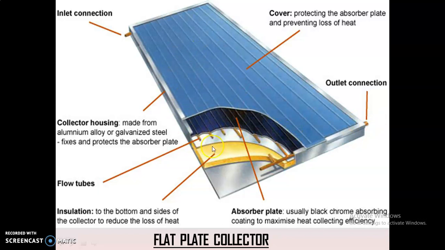Now, if you look at the way this thing is built, it is built so that heat that is collected will be stored. We look down here, we have insulation here. Insulation to the bottom and side of the collector to reduce the loss of heat. So at the top and at the bottom, we have things that serve as insulators to save heat that is trapped inside here. So that heat trapped inside here will do the job to heat liquid or gas that is made to pass through the pipes, then sent to the storage.